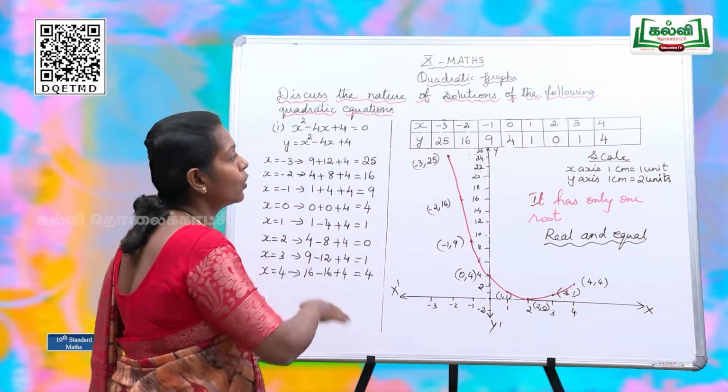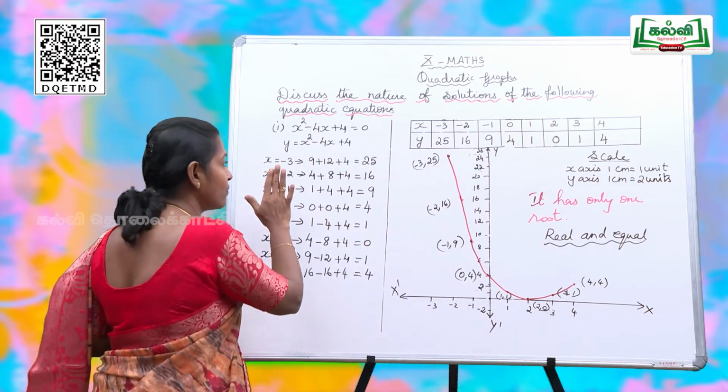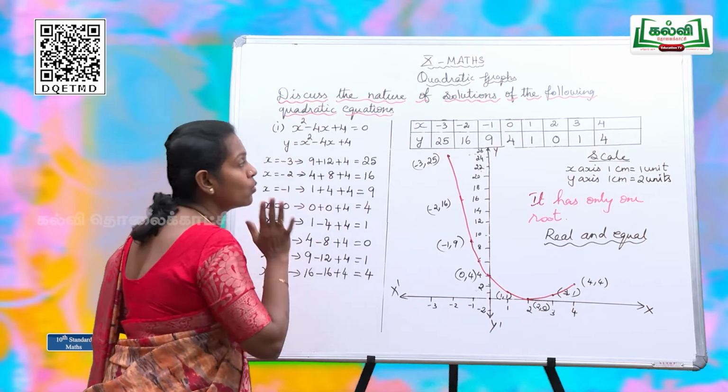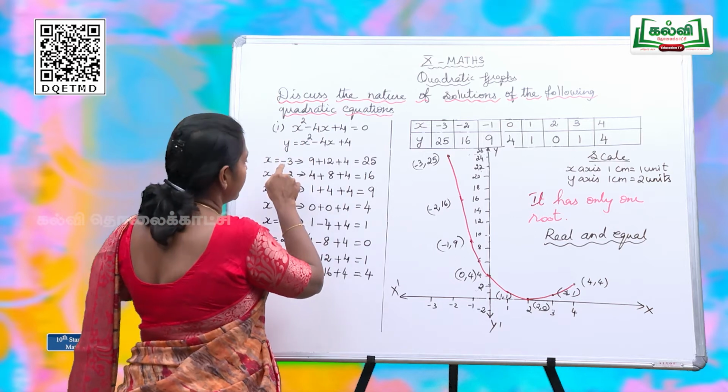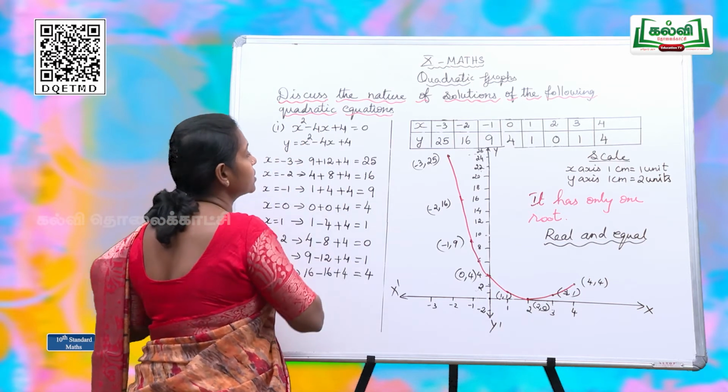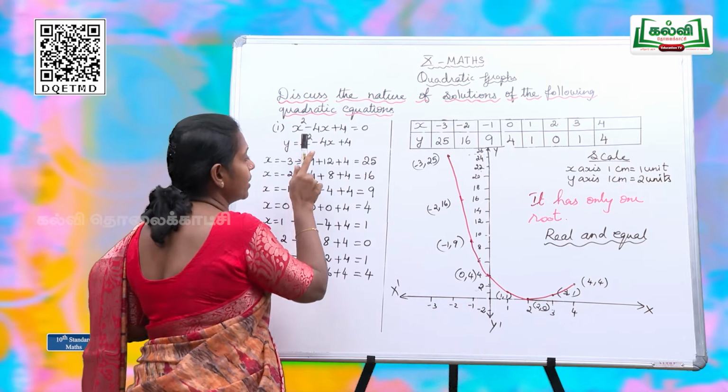Now I am going to apply all those x values in the place of x in the equation, and I am going to get the y values. Shall we check now? Good children, good. So when I apply x equal to -3 in this equation, (-3) whole squared is what?